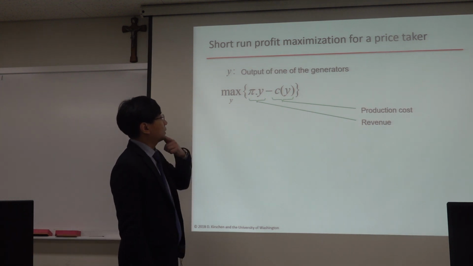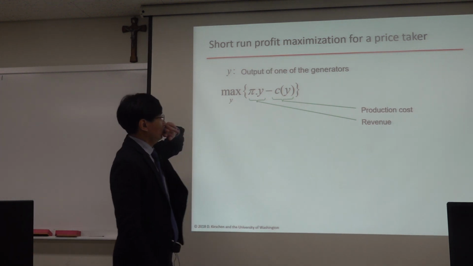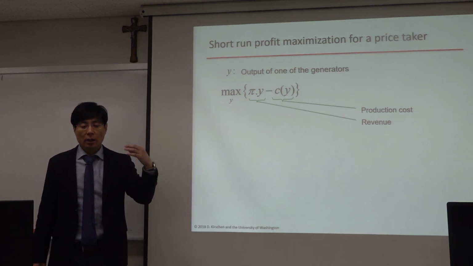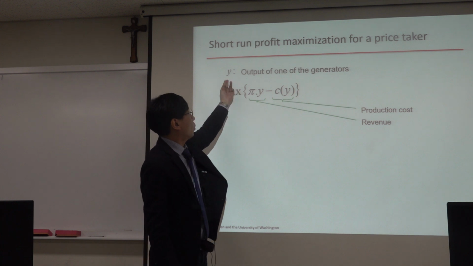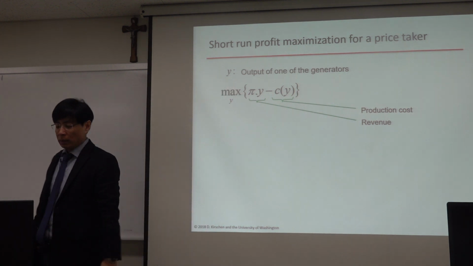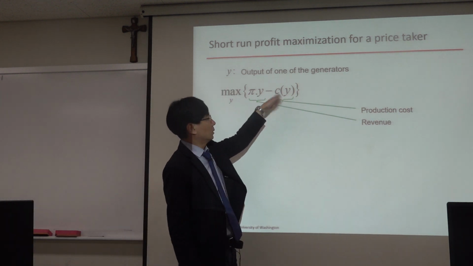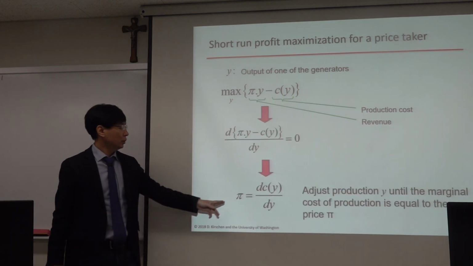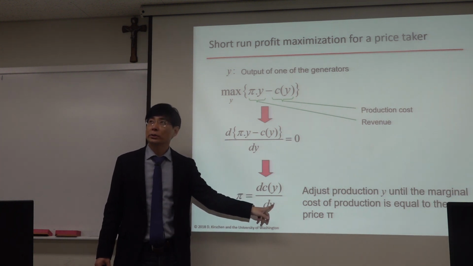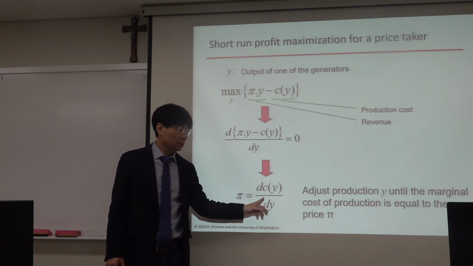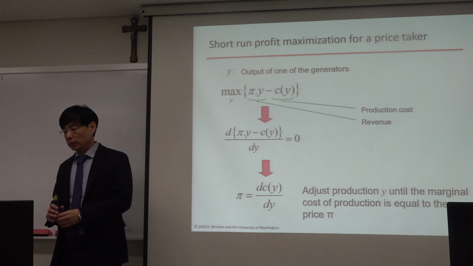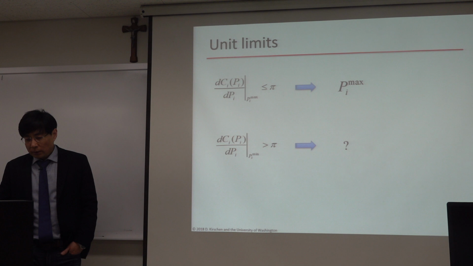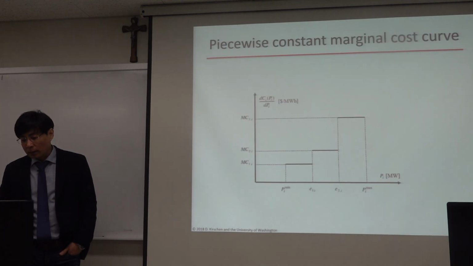When they are price takers, this price is given. Then the generator needs to determine how much to produce. Here Y is the output of the generator. This is a simple optimization problem. You remember that they need to determine the production quantity where the marginal cost of generation is equal to the market price. A few examples.